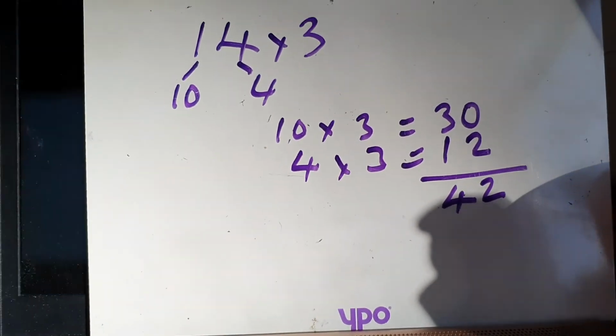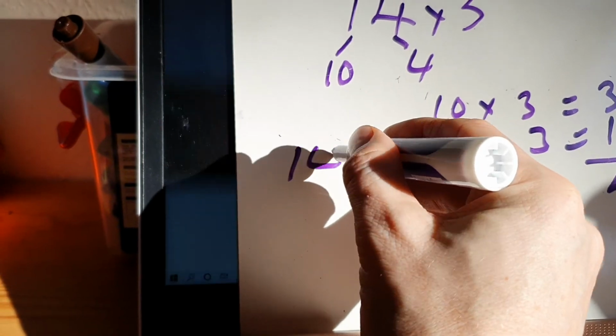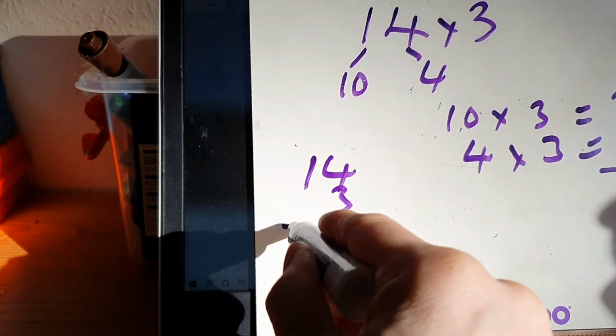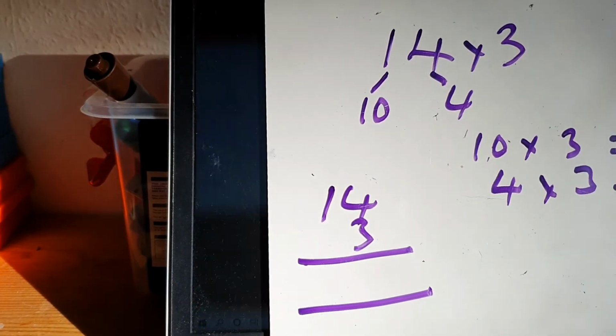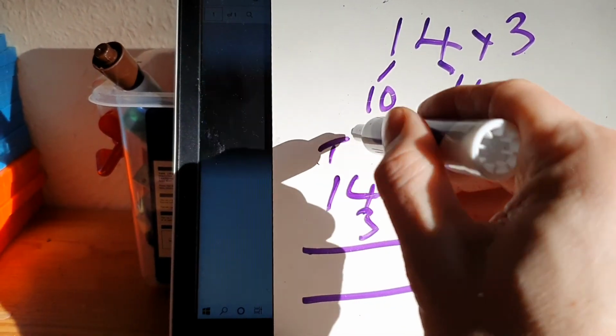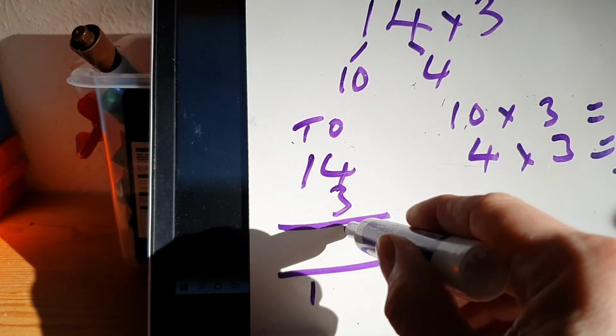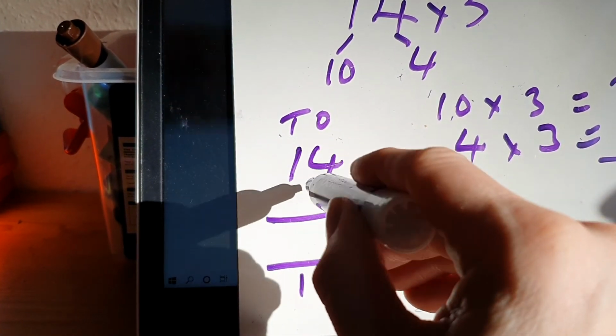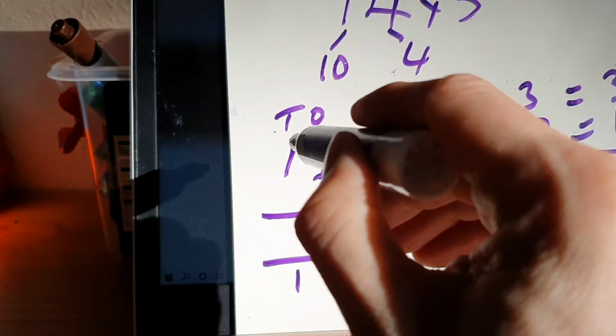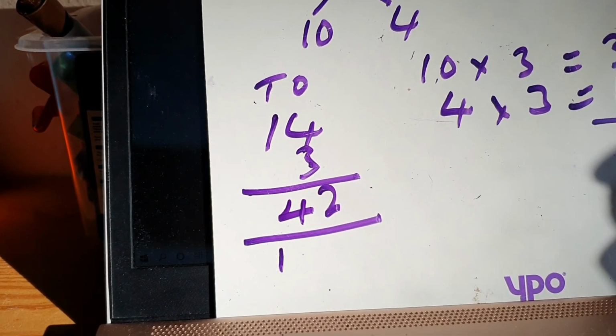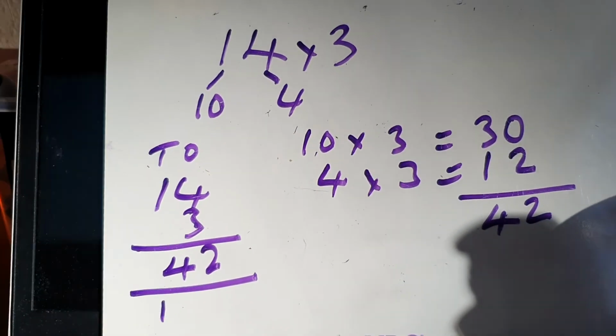42. You could do the more formal method, which is the column method. So there's my tens, there's my ones. 4 times 3 is 12. And then 3 times 1 is 3. Add the 1 is 4. So 2 different methods for you to have a go at there, okay?